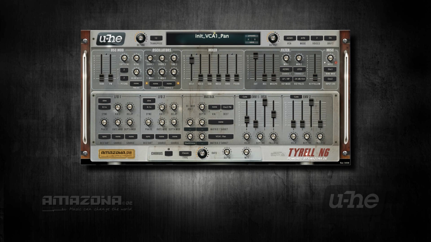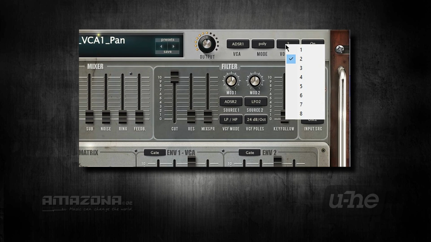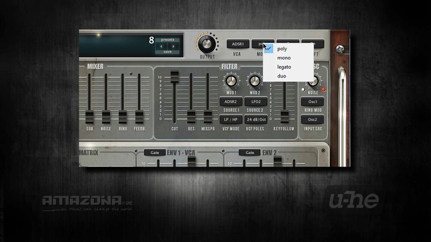On the other hand, if playing in unison is confined to the mono mode, there won't be any problems no matter how many voices per note are selected.